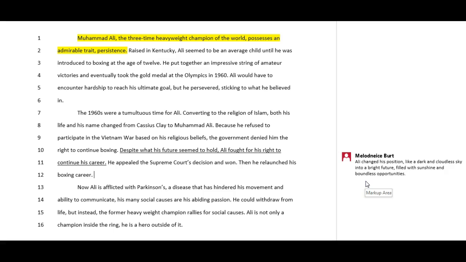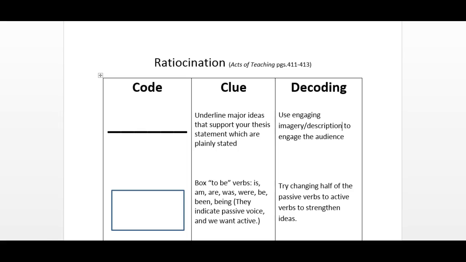I think we're ready to go back to our chart to identify what it is we can do to address engaging our audience. So what we have for decode is use engaging imagery / description to engage the audience. It's redundant, so I'm going to change it.